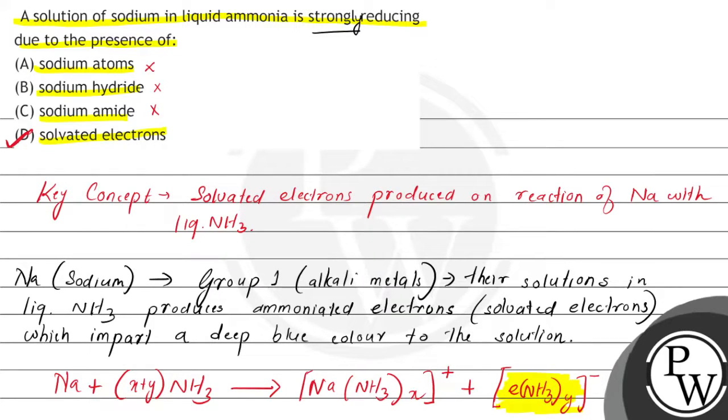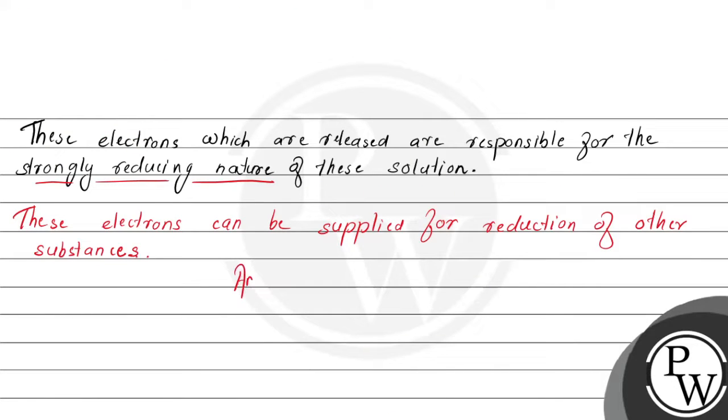These solvated electrons are responsible for the reducing nature, यानी कि strongly reducing nature of these solutions, because they can be donated. So the correct answer to your question is option D, that is solvated electrons.